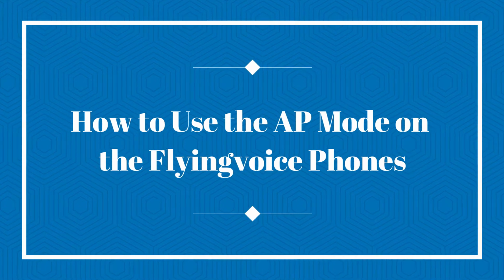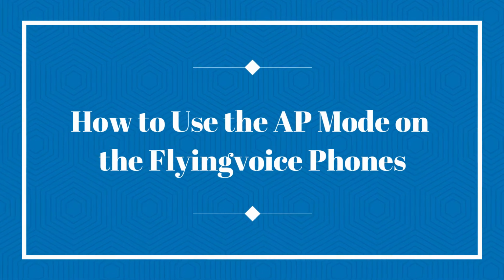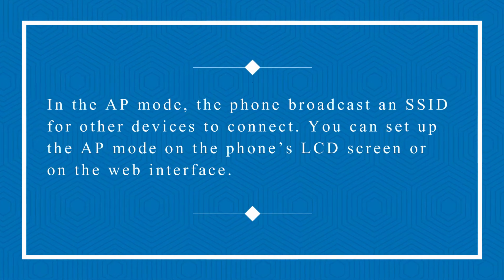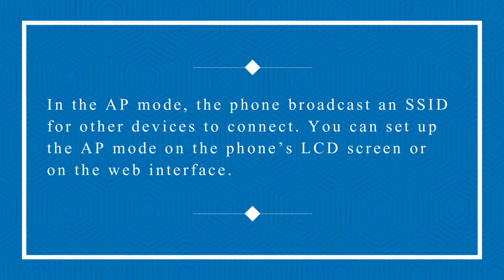Today we will show you how to use AP mode of the Flyingvoice phone. In the AP mode, the phone broadcasts an SSID for other devices to connect. You can set up the AP mode on the phone's LCD screen or on the web interface.